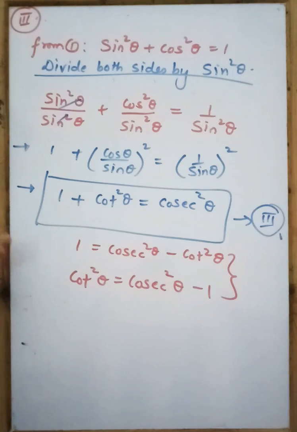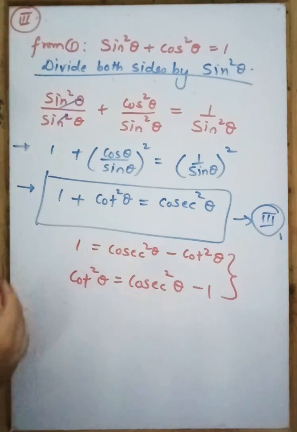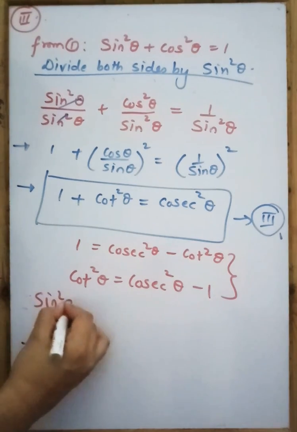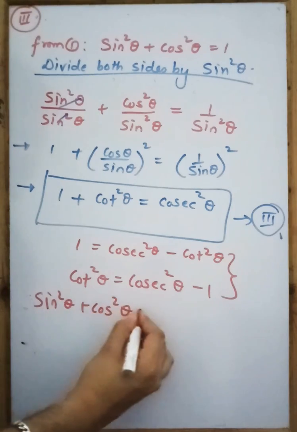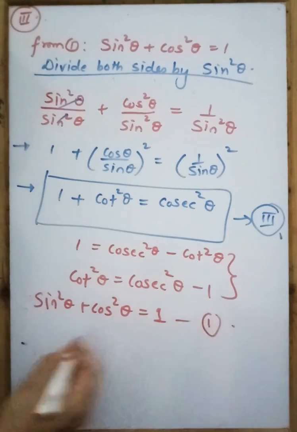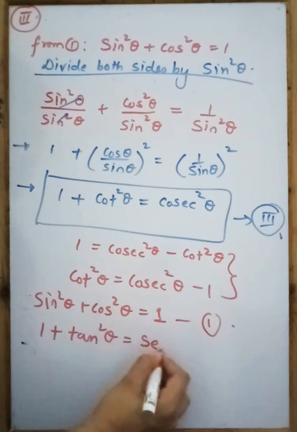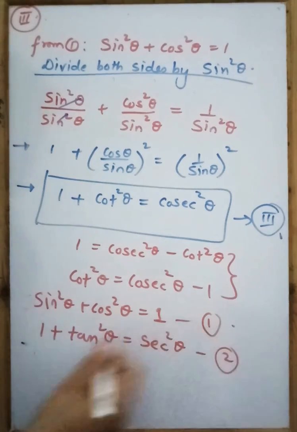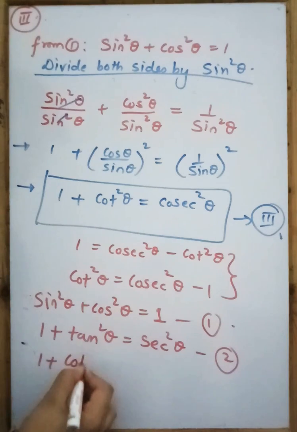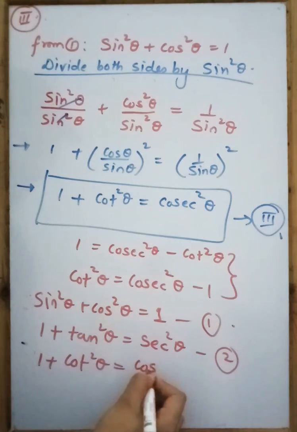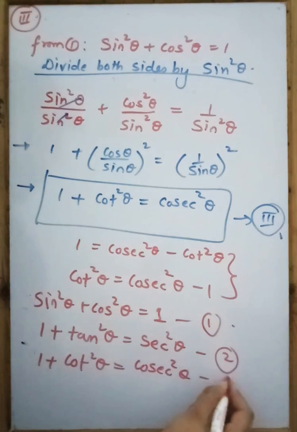So dear children, these are the 3 basic identities. Let me recall them. Sine square theta plus cos square theta is equal to 1. That is the first one. Then I have 1 plus tan square theta is equal to secant square theta. That is the next one. And then I have 1 plus cot square theta is equal to cosecant square theta. This is identity number 3.